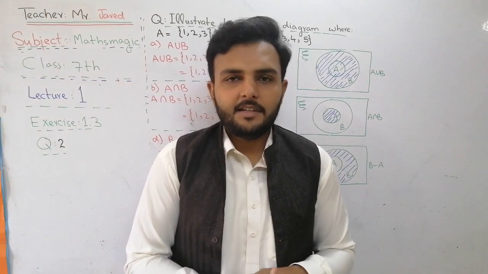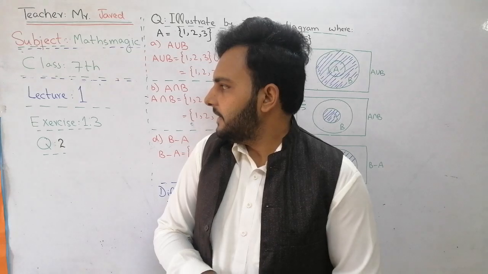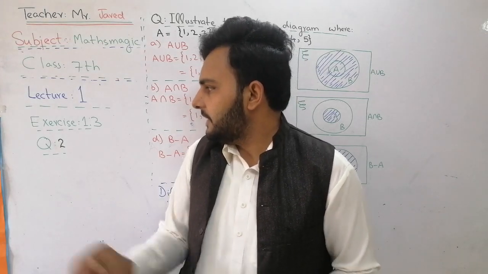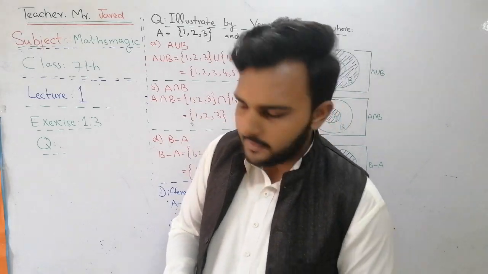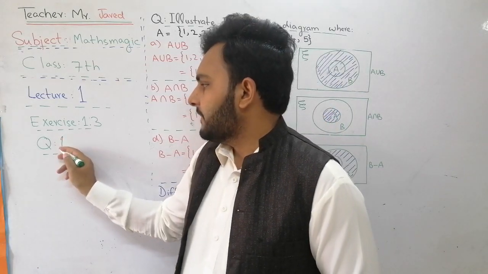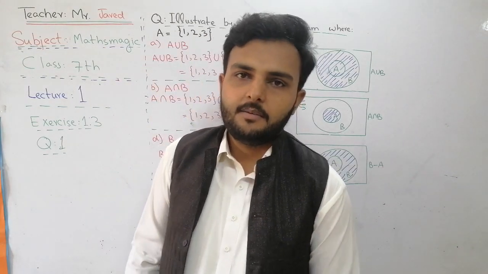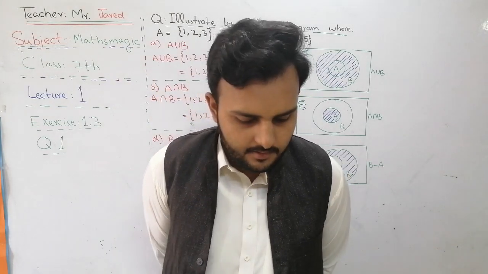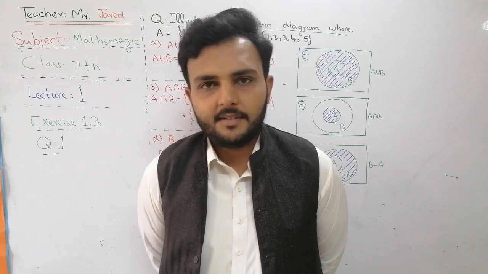Today this lecture is about Maths Magic Oxford series. This lecture is about exercise 1.3 and question number 1. We will solve question number 1 with the help of Venn diagram. Basically this lecture is an introduction to the Venn diagram of two subsets.